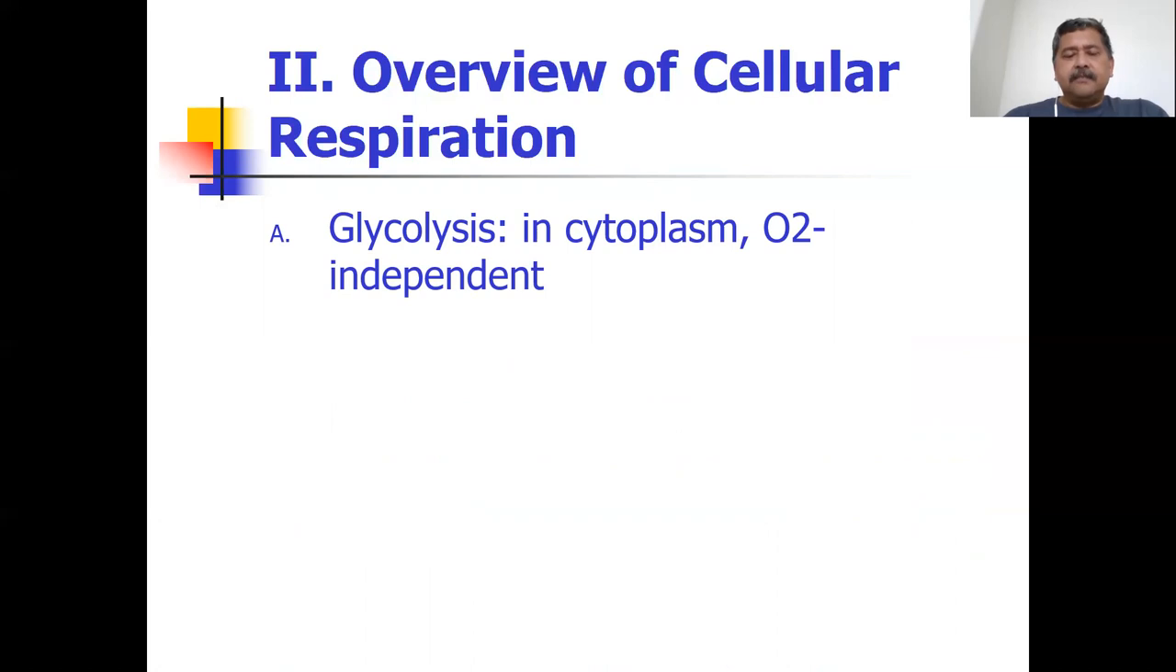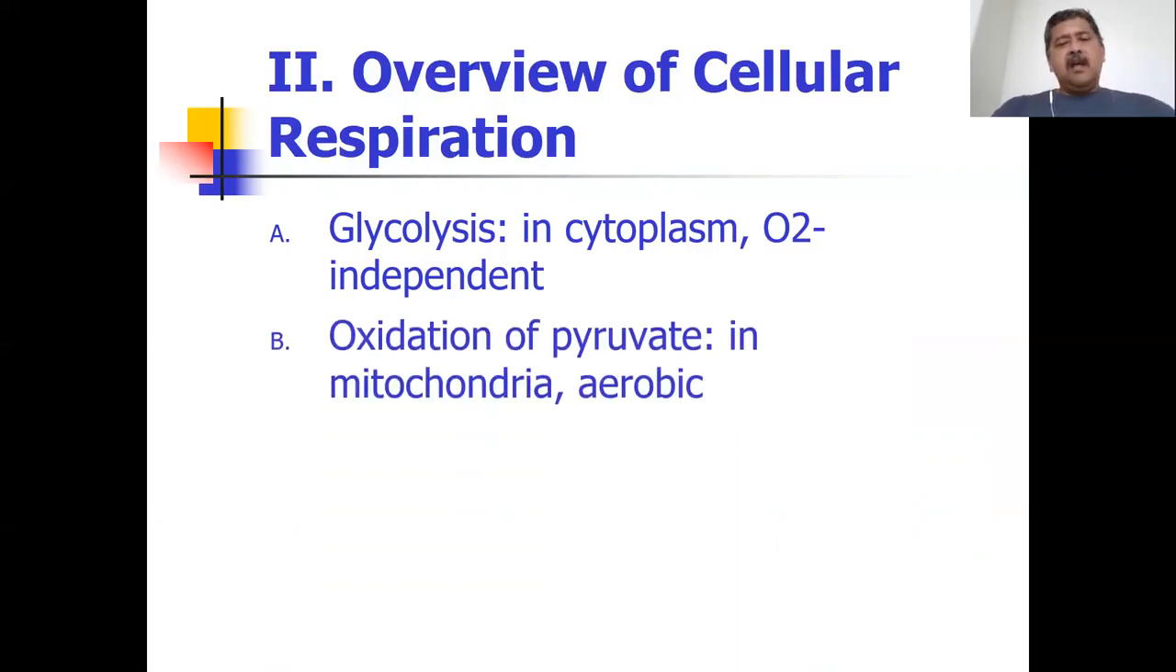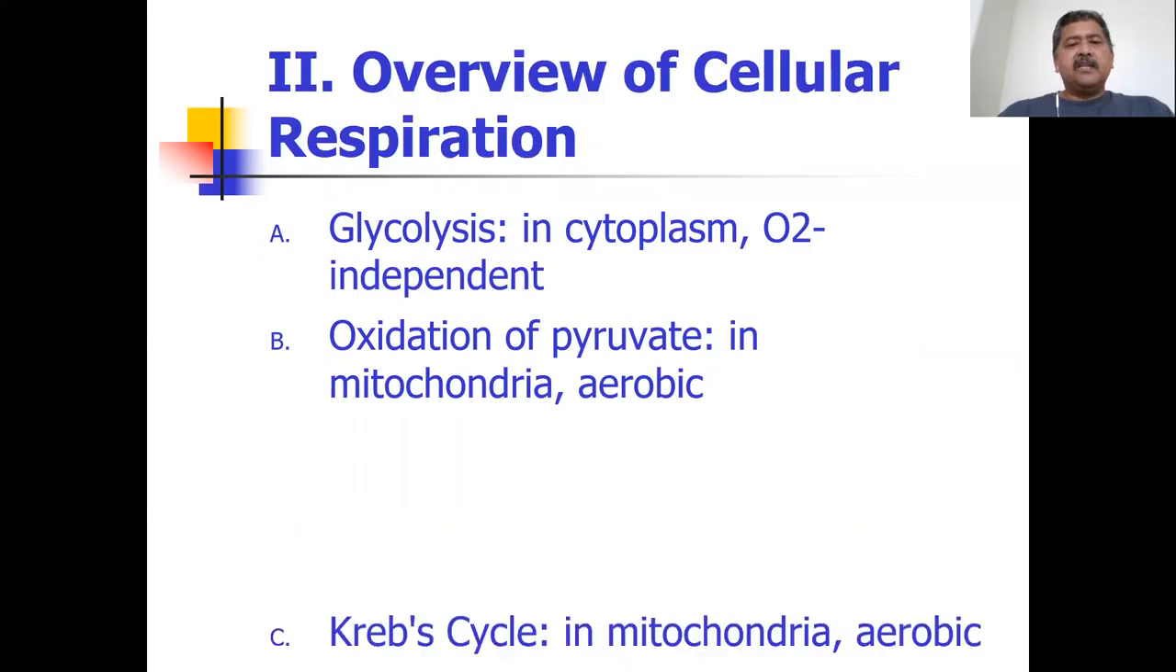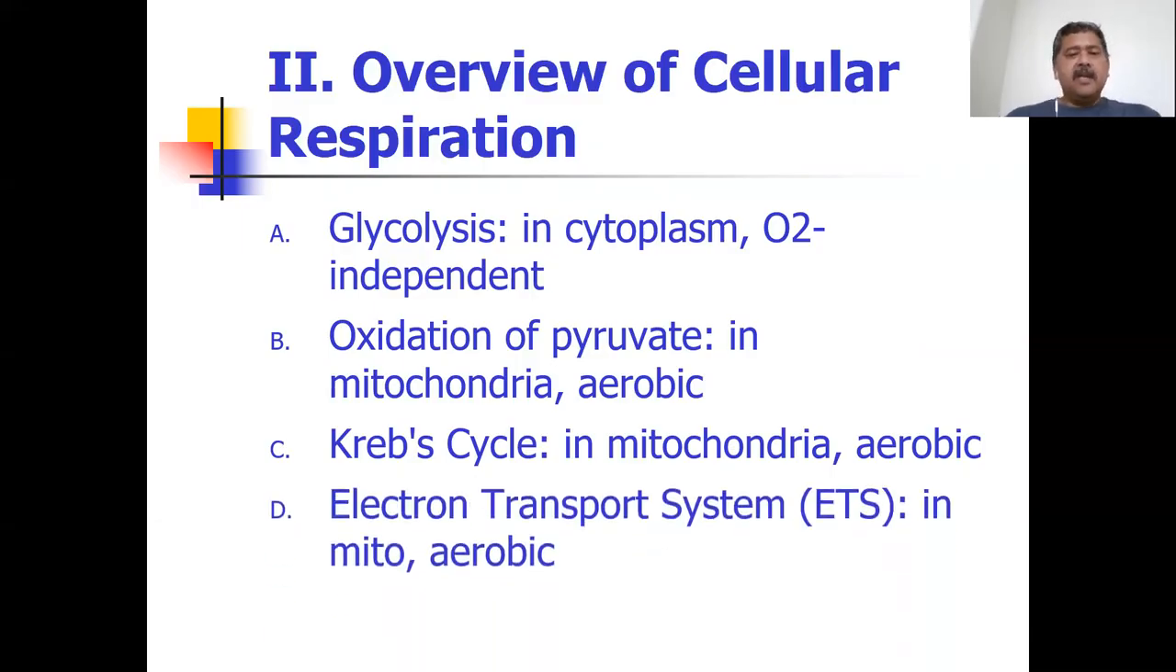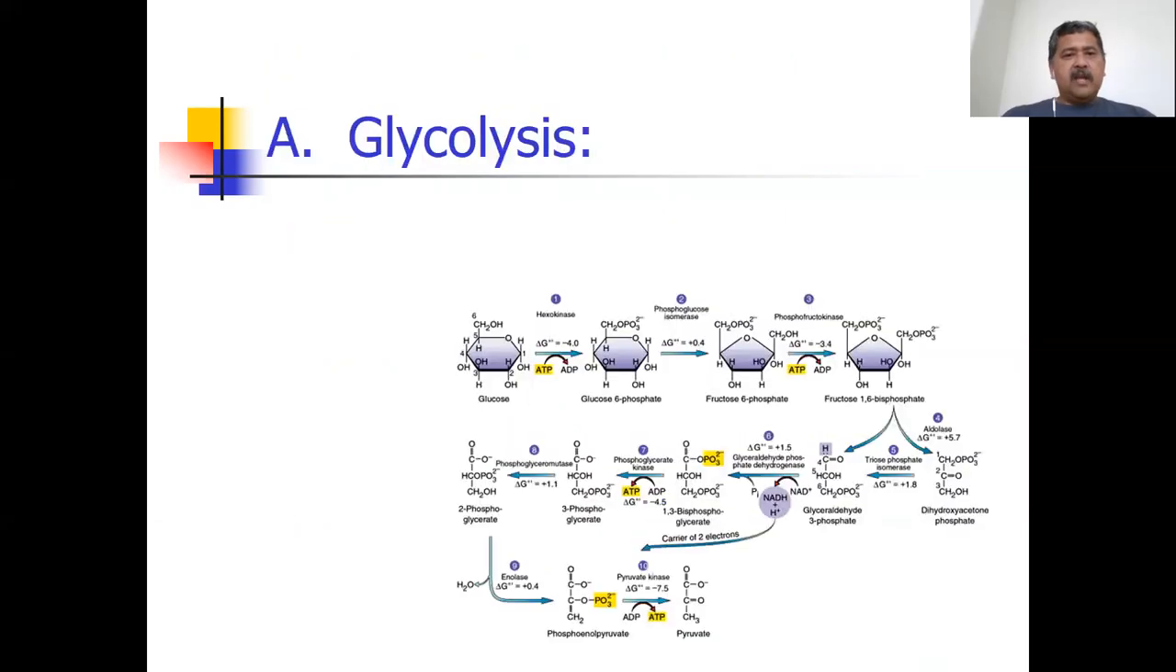During glycolysis, glycolysis happens in the cytoplasm and does not require any additional oxygen. Now, all the rest of the reactions happen in the mitochondria, and they do require oxygen. So when something requires oxygen, we say it's aerobic. So the oxidation of pyruvate happens in the mitochondria, and it's aerobic. The Krebs cycle happens in the mitochondria. It also requires oxygen. It's aerobic. And then the final step is the electron transport system. That happens in the mitochondria, and it's aerobic. So the last 3 happen in the mitochondria, and they require oxygen. The first step happens in the cytoplasm and does not require oxygen.